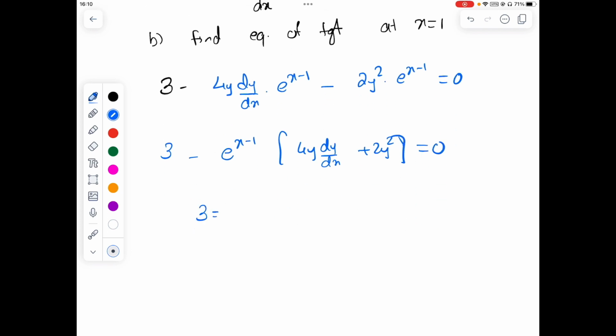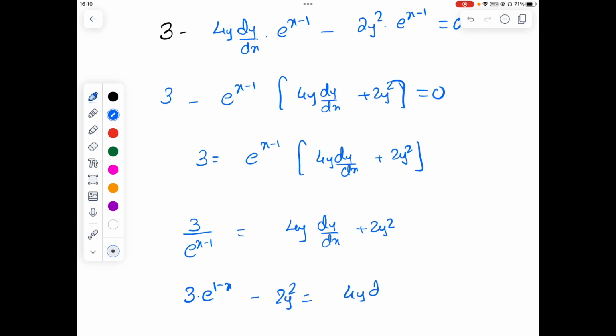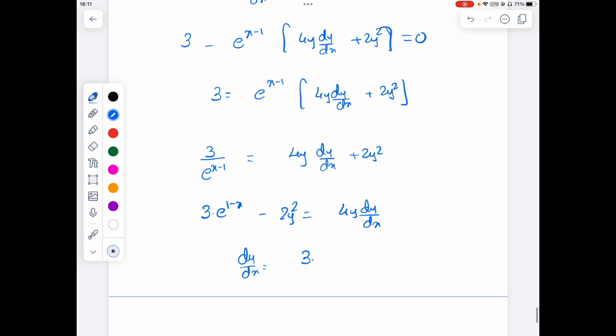So what do I get out? 3 equals e power x minus 1 times 4y dy by dx plus 2y square. So 3 upon e power x minus 1 equals 4y dy upon dx plus 2y square. So 3 times e power 1 minus x minus 2y square equals 4y dy upon dx. So what will dy by dx be now? dy by dx equals 3 times e power 1 minus x minus 2y square, divided by 4y. That's going to be the answer.